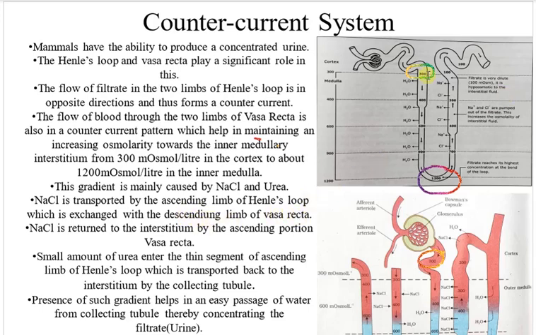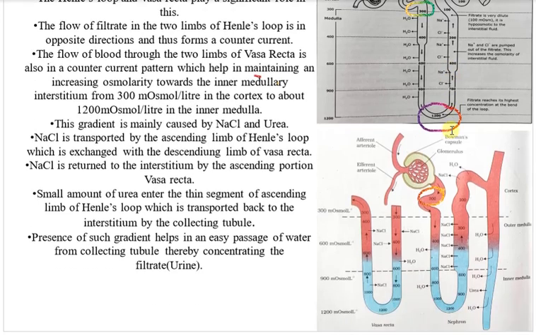Let me tell you one thing. You can see in this descending limb that water can be taken out from this limb. It is permeable to water. But look, the ascending limb of Henle won't release any water, meaning it is impermeable to water. You can also see in this diagram that the ascending limb of Henle is releasing sodium chloride, but no water. Now, so what happened?